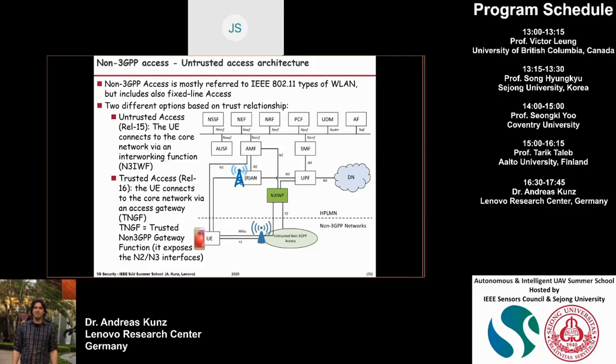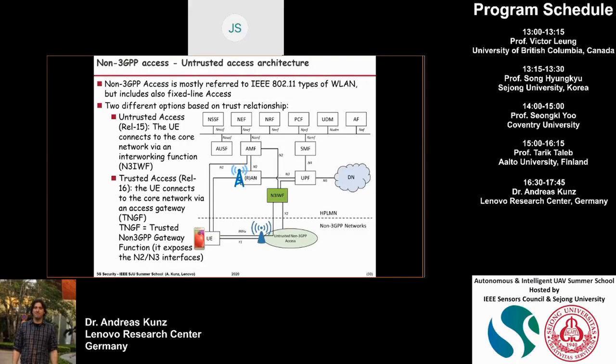This kind of untrusted access is very popular because the mobile operator does not need to manage the access points somewhere. So you only have to have the gateway, and the UE makes an IPsec connection to this gateway. And then you can use operator services like, for example, a popular service, voice over WLAN over IMS, which is realized in this way.